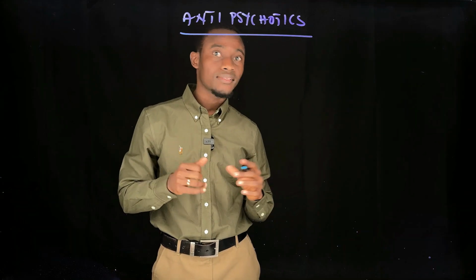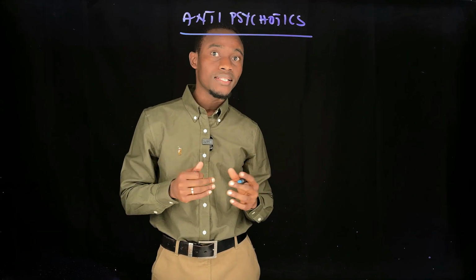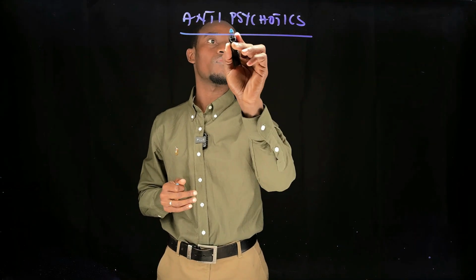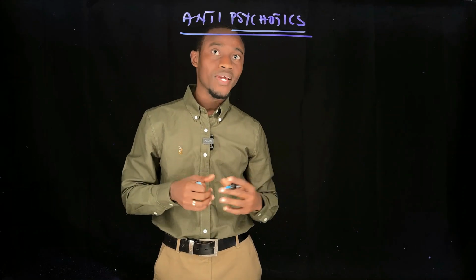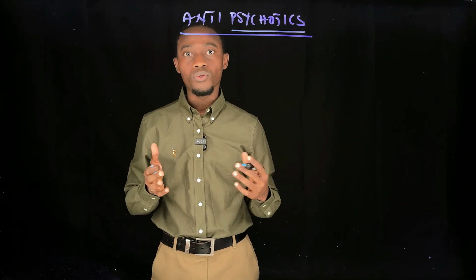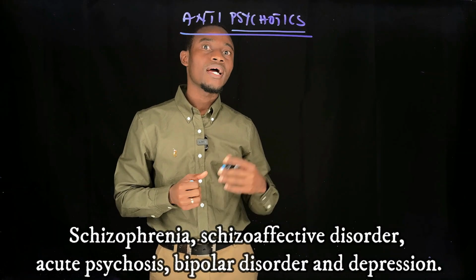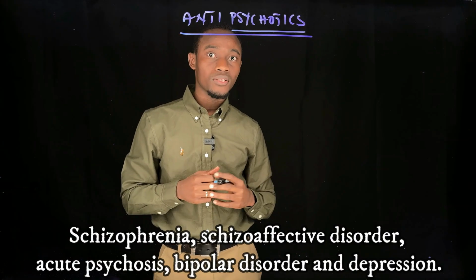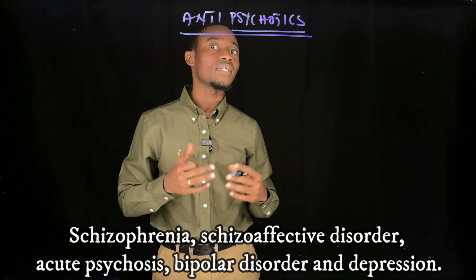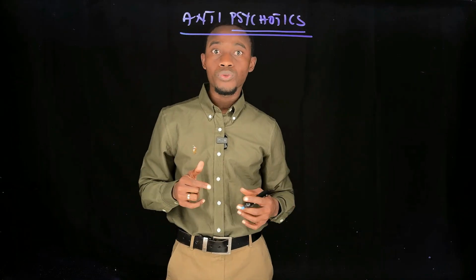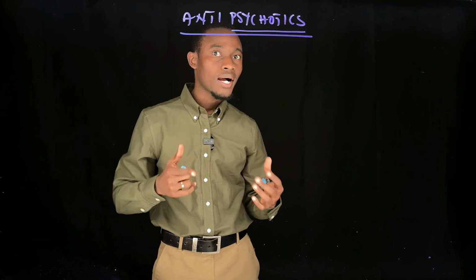Now, antipsychotic medications are medications that are used in the management of psychosis. So in effect, these medications are used in conditions such as schizophrenia, schizoaffective disorder, acute psychosis, bipolar disorder, and depressive disorders with psychotic features. Now onto the mechanism of action or how they work.